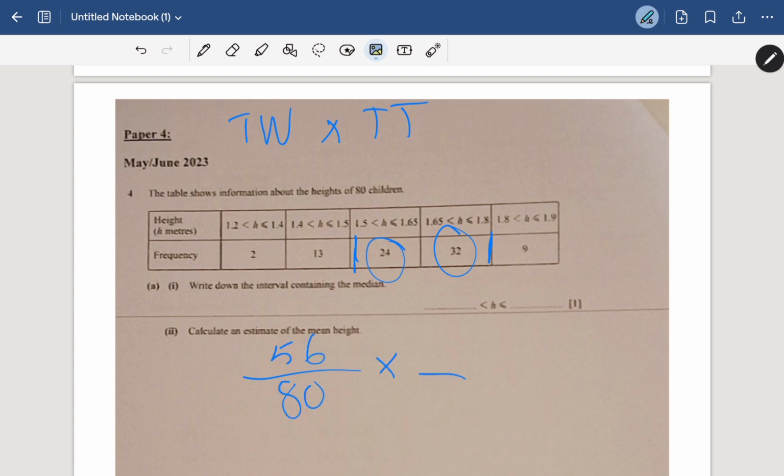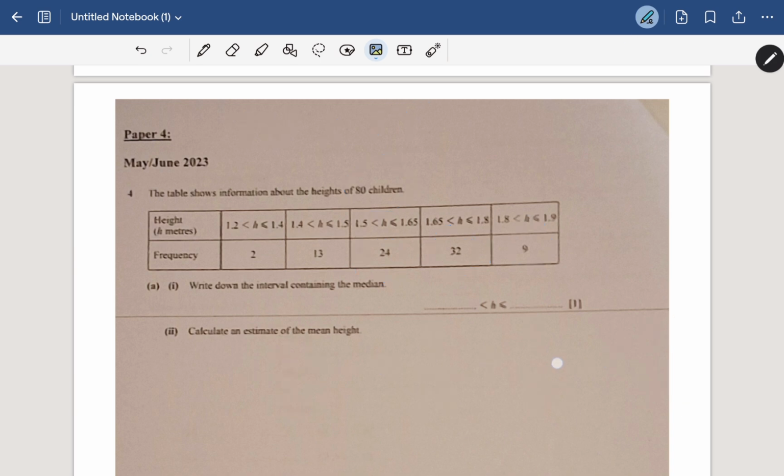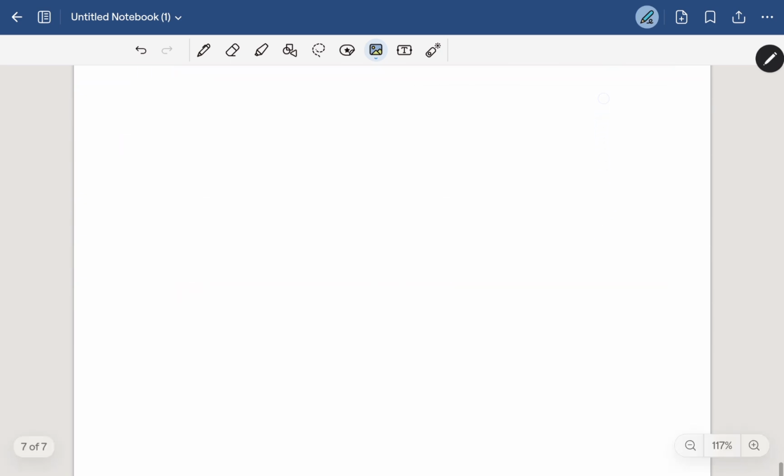Now, since you took one child, total children is 80 minus one child, now 79. Now you have 79 children. And the probability he's definitely taller than 1.8 is 9 over 80. Or, means plus, the probability that either you take the first child, he's taller, so that's 9 over 80, times now the probability of taller, not taller, which is 56 over 79. Doing it on your calculator, you are then going to get 63 over 395.